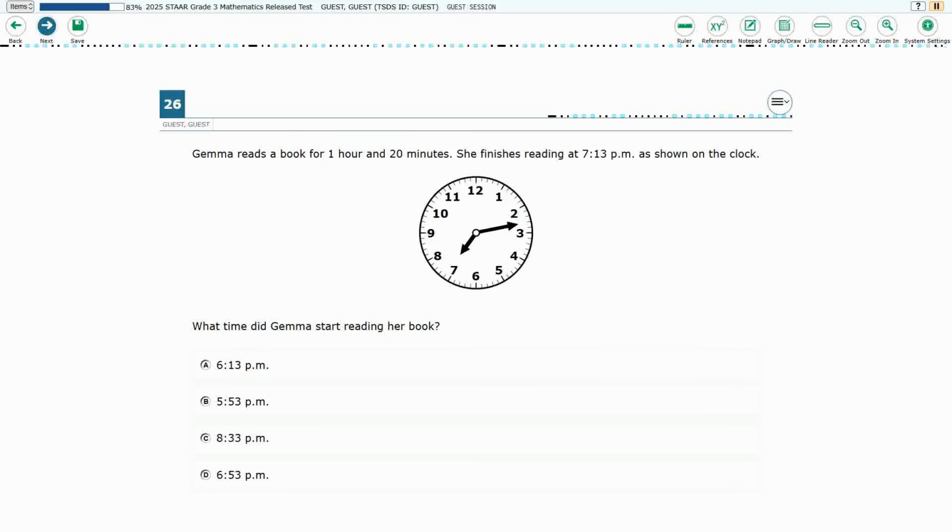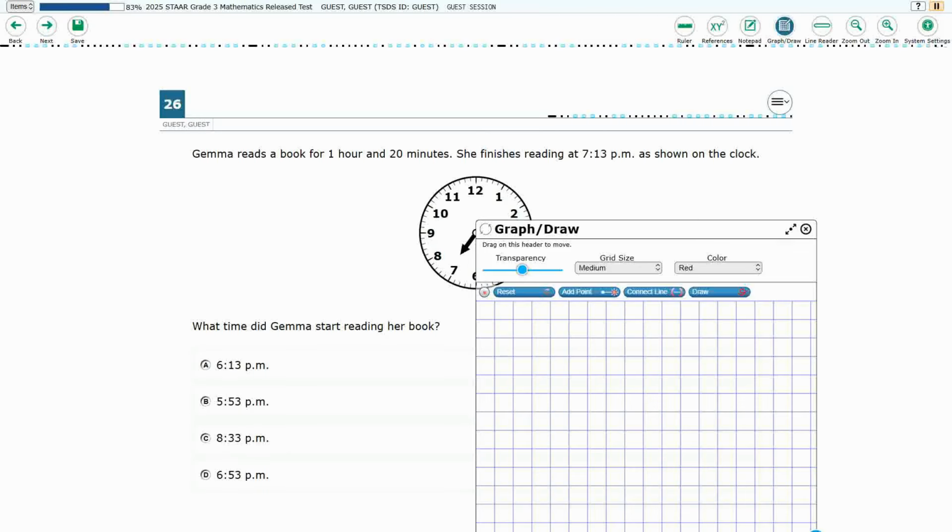Number 26, we are looking at time intervals. This is 3.7c.